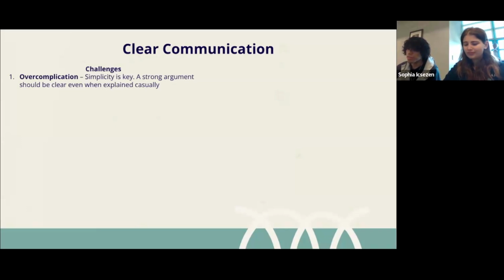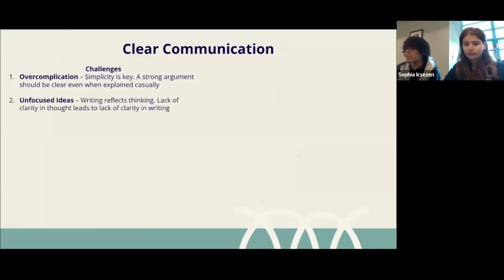So, what gets in the way of clear communication? Here are just four of the main obstacles that we've identified. The first is overcomplication, which is writers often think good writing means using complex words and long sentences, when in reality, simplicity is key. This means that a strong argument should be clear even when explained informally or casually.